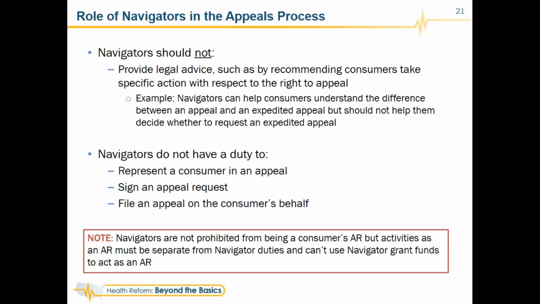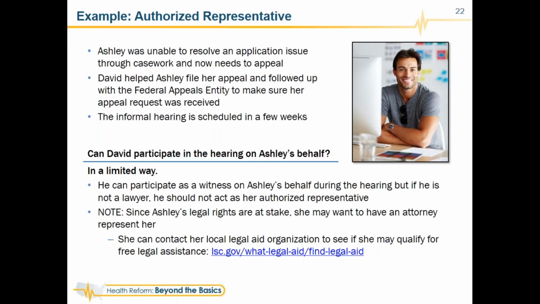So let's go through a couple of examples about authorized representatives and what the roles of assisters can be. In this first case, we have Ashley, who is unable to resolve an application issue through casework and is looking at appealing. David helps her file her appeal and followed up with the appeals entity to make sure it was received and processed. And her informal hearing, which will happen over the phone, is happening in a few weeks. So can David participate in the hearing on Ashley's behalf?